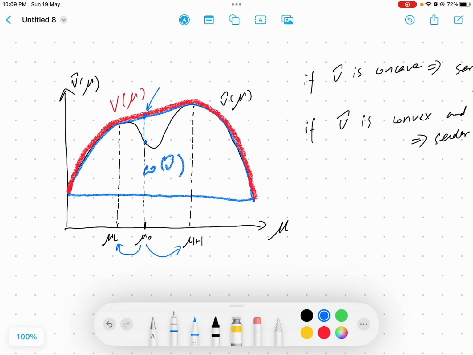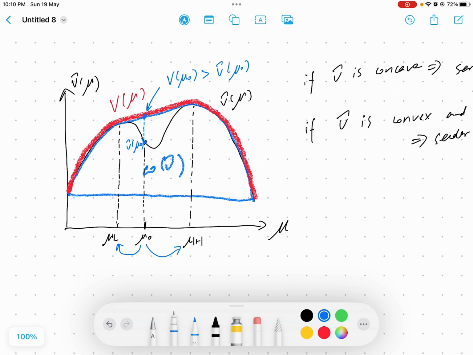And this point has the value of v hat mu naught, right? It's not v hat, it should be the big V mu naught. But this point only has the value of little v hat mu naught. And since obviously from the picture this is greater than the other one, the sender can benefit from this persuasion, right?